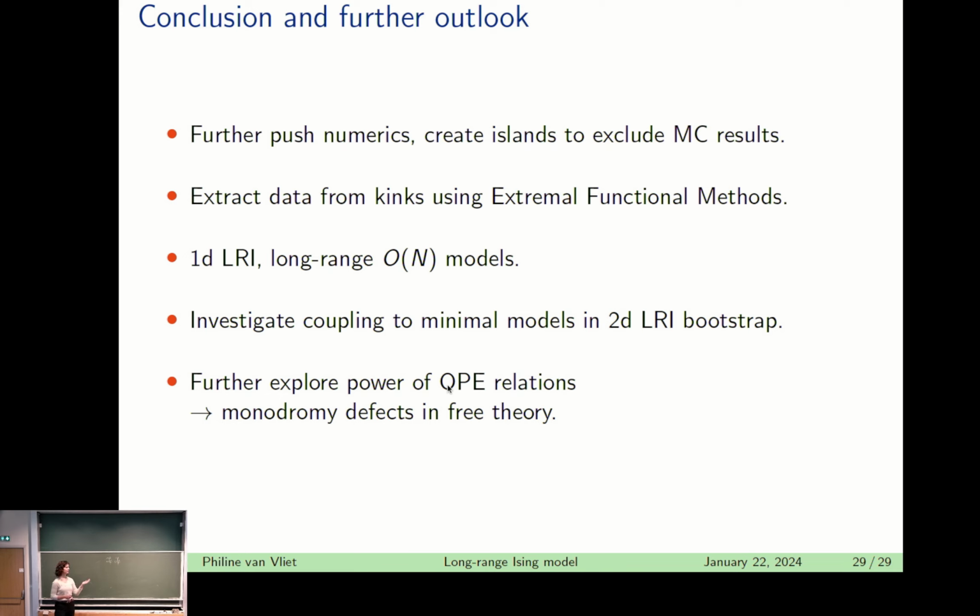And it would be nice to look at other types of these setups where the interactions are localized on the defect and you would have some free bulk theory. Examples are monodromy defects in free theory, in 4 dimensions, for example. But there's many more setups that one could consider. And yeah, I hope that this study has kind of proven that this is a very nice way of looking further into non-local CFTs and models.